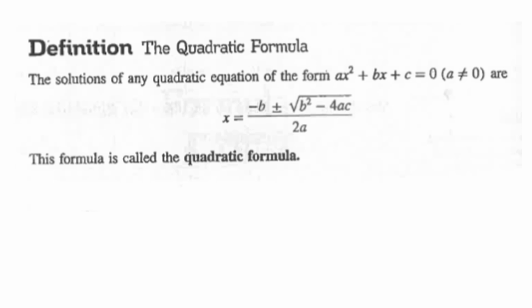This is the definition of the quadratic formula. The solution of any quadratic equation of the form ax squared plus bx plus c equals 0, where a does not equal 0 or else it would not have been a quadratic equation, is x equals minus b plus or minus the square root of b squared minus 4ac all over 2a. This is called the quadratic formula.